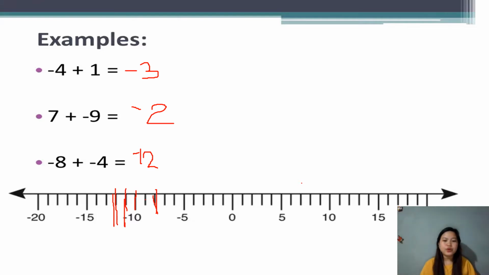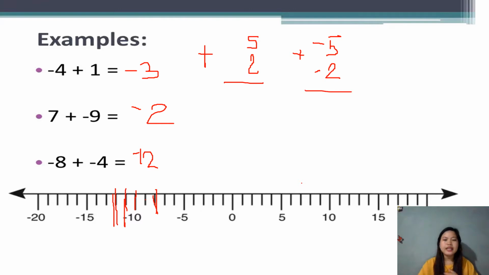Okay, so let's continue. In addition, we should consider the like signs. What is a like sign? If they have the same sign. For example, the same sign in adding, positive or negative. This is negative, negative, or positive.